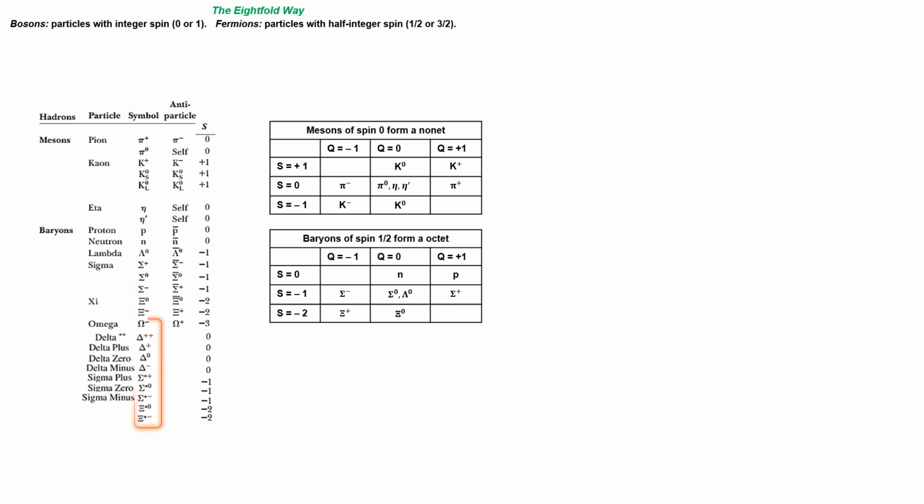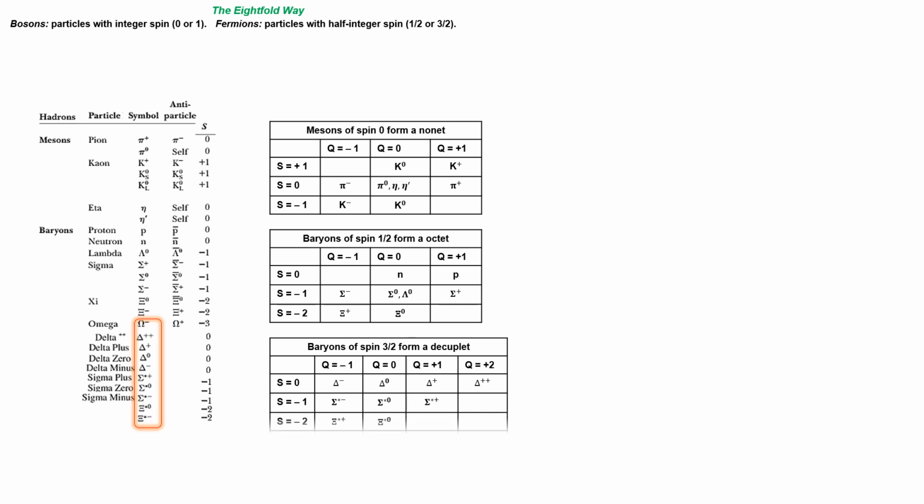The family of spin 3/2 baryons contains 10 particles. This family of baryons forms a decuplet. In each multiplet, the particles have similar masses. We are now going to improve our particle classification tables.